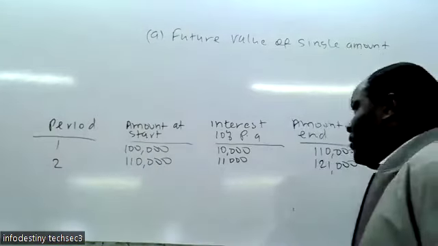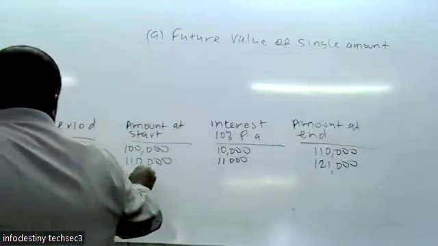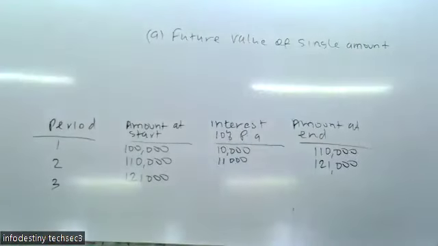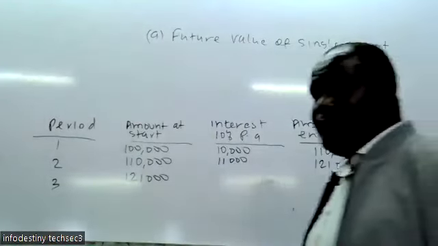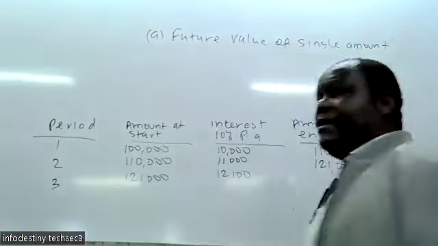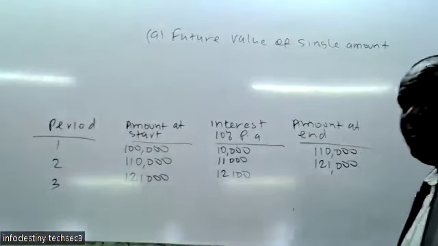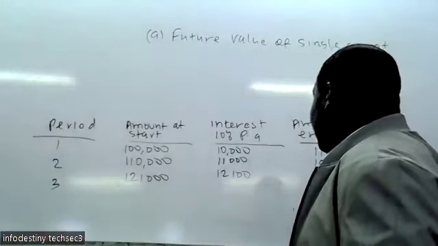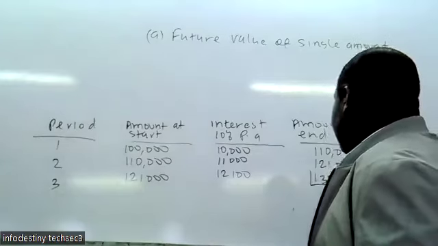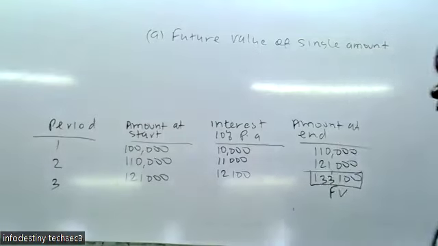121,000 like that. So you go to the start of year 3. So 121,000, 10% of 121,000 is about 12,000. So when you add on the principal amount at the start, which value do you get? 133,000. So this is now your future value. That's now our future value.